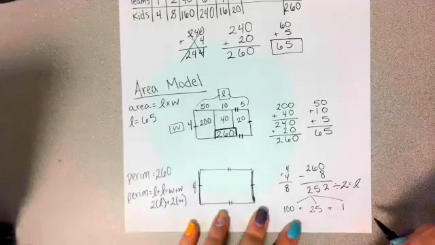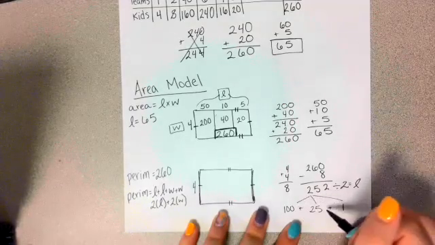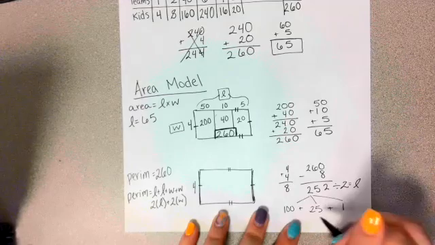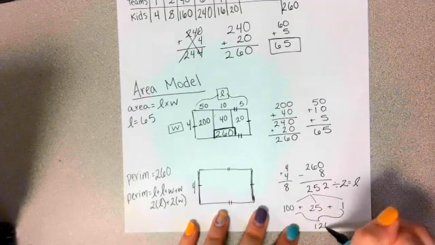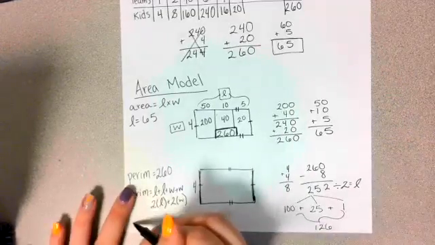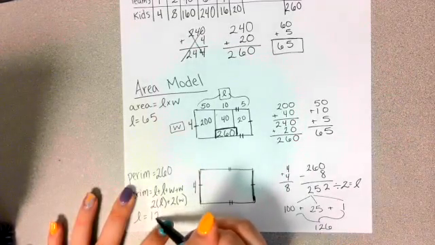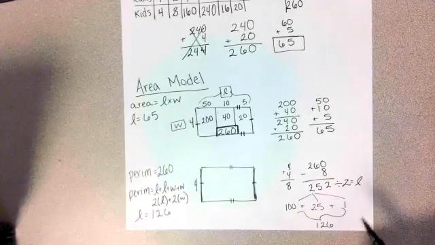Then I can add all these pieces together, 100 plus 25 plus 1, and get 126 as my final answer. So L equals 126, okay?